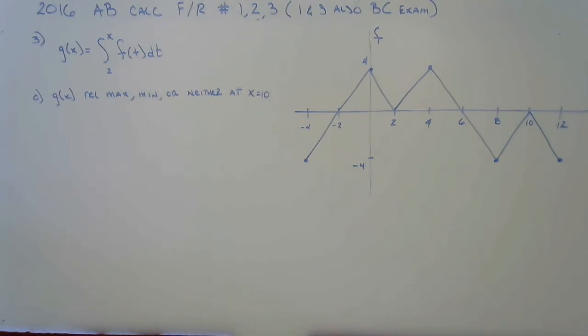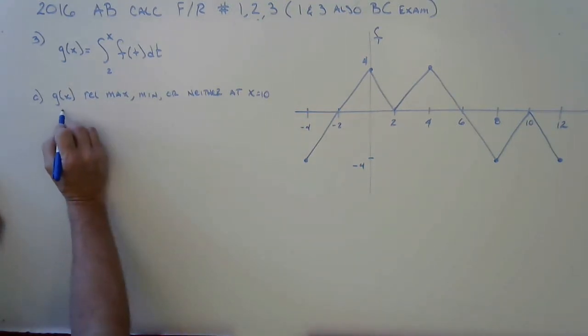So what do they want me to do? They want me to play my max-min game, and I know how to do that. You know how to do that. We take the derivative, we set it equal to 0 to find our critical values, or see where it fails to exist, and then we check our first derivative test. That's what we're going to do here. We're going to conduct a first derivative test.